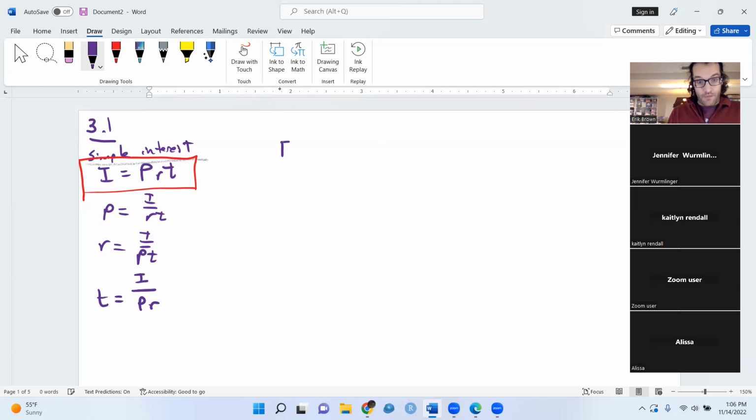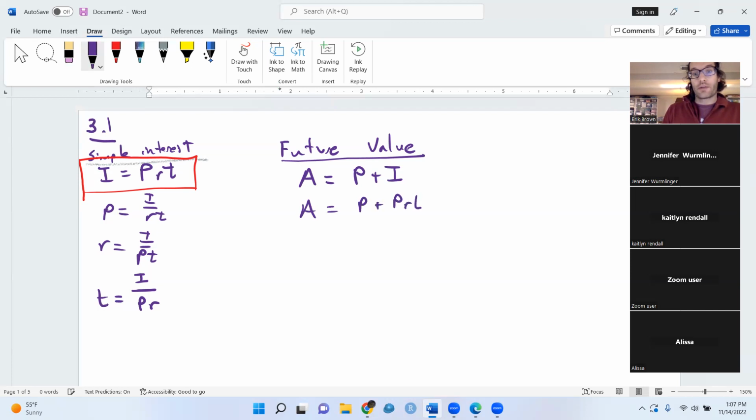Okay, then we had the future value formula when calculating simple interest. And remember, this means the value in the account after T years. So there were 3 versions of this one. It's the principal plus the interest, where I equals PRT. So we could rewrite that as principal plus principal times rate times time. That's just replacement of I.